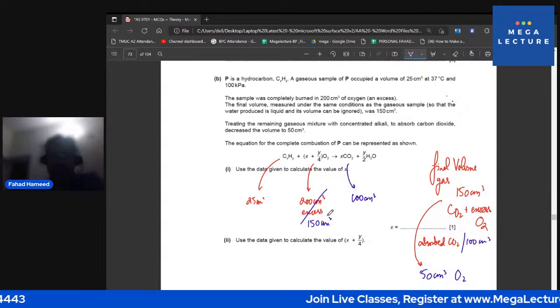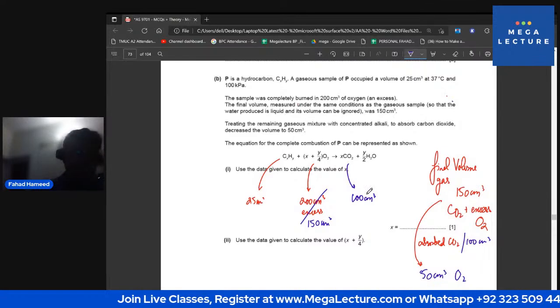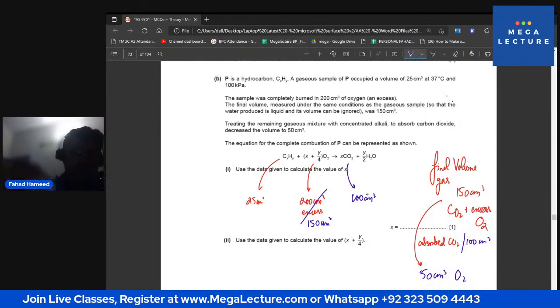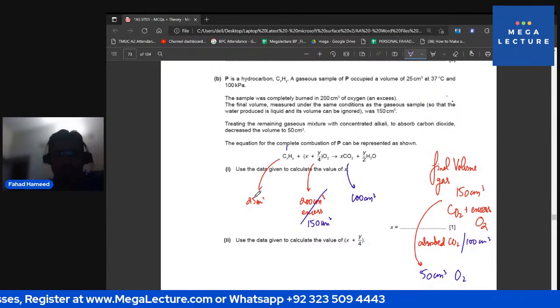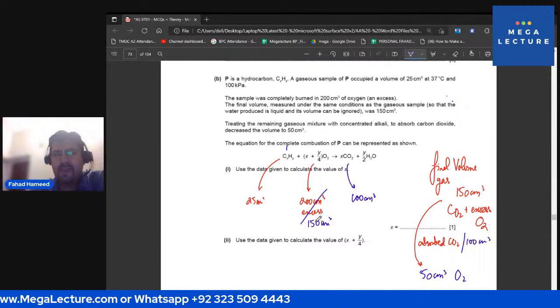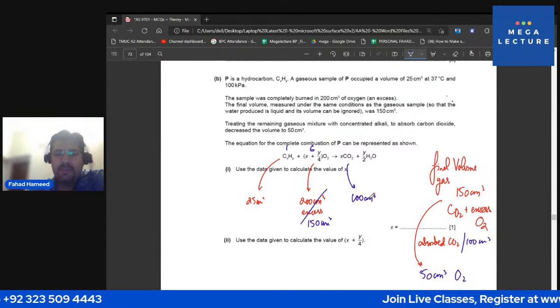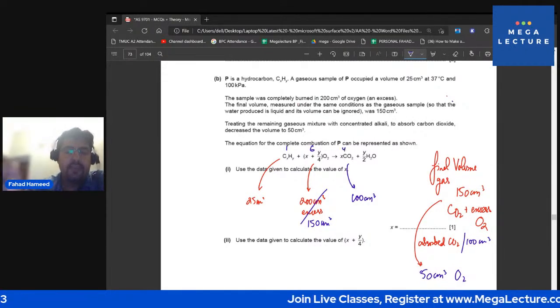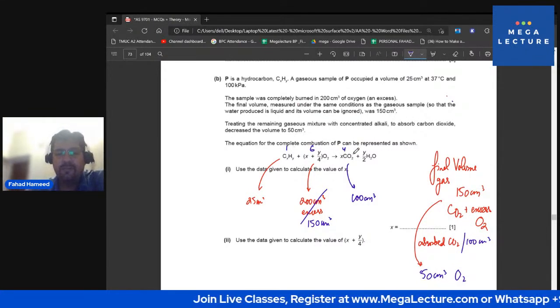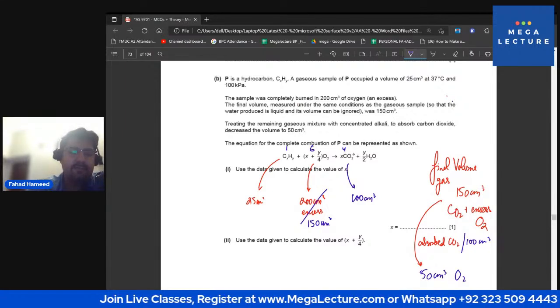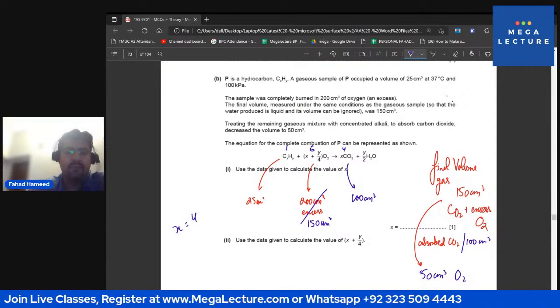I can turn this into volume ratio, and volume ratio and mole ratio are exactly the same. So 25 ratio 150 ratio 100. What ratio is that? If I divide everything by 25, that's going to be 1. This divided by 25 would, I think, give you 6. And this divided by 25 would give you 4. So that means one molecule reacts with 4 CO2. So that gives X as being equal to 4.